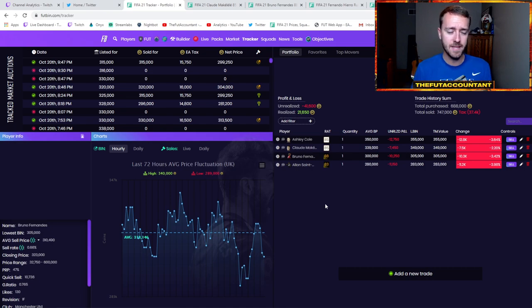It takes a little bit of time to type in the prices and set this all up, but this would be a great way to figure out on a given day how many coins you're making just by trading and flipping cards using this FUTBIN tracker. So again, this is the portfolio view.